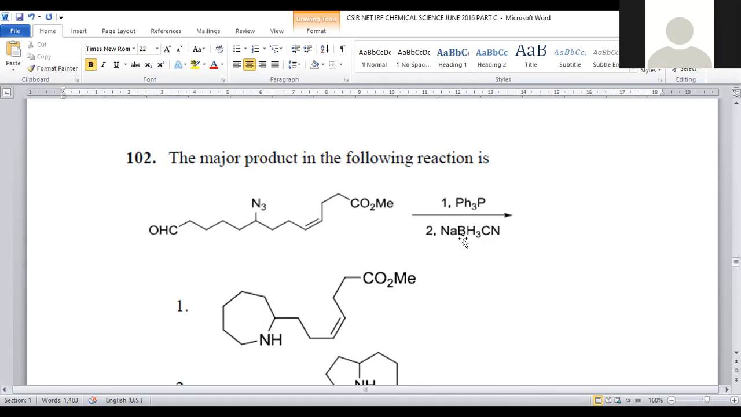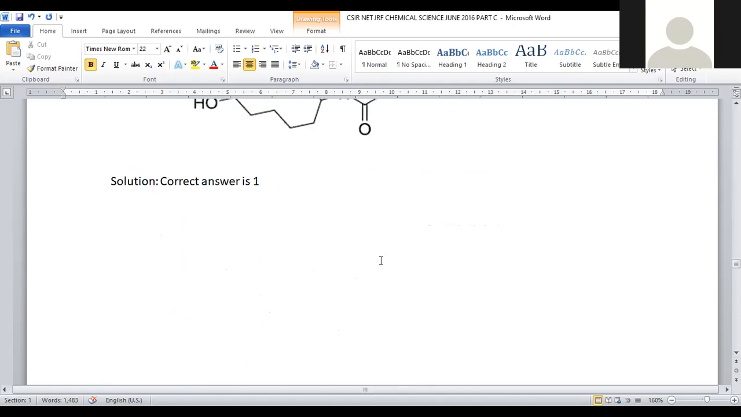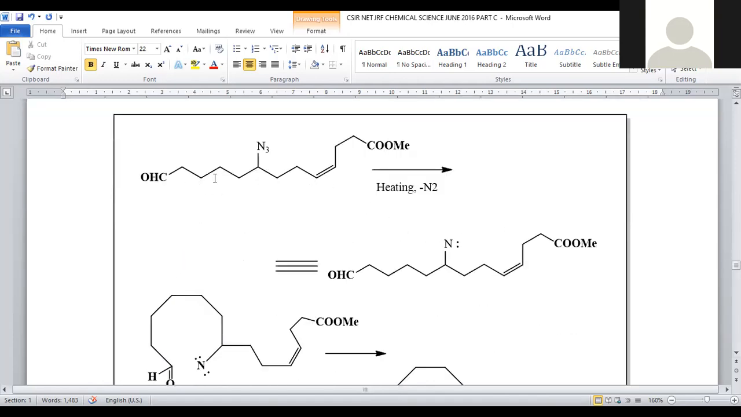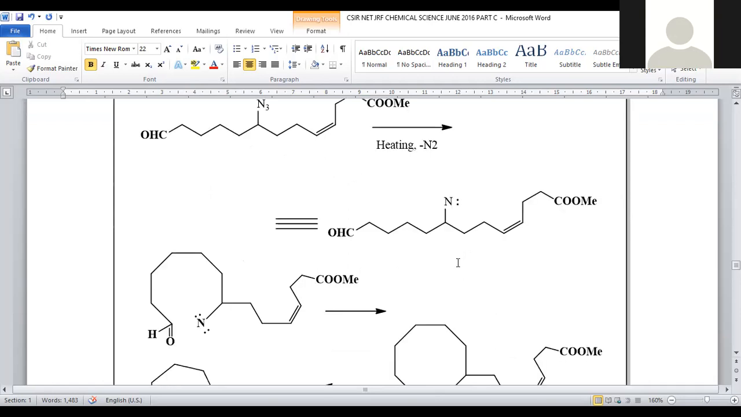Now what will be the product? A 2-step preparation of the product is required. For that purpose, we are taking a very lengthy chain hydrocarbon having terminal aldehyde and ester functional groups. Let us see how the reaction will proceed. We take this compound and subject it to heating. What happens? The azide group, being in the form of N double bond N, has nitrogen as the better leaving group that will be discarded, and it is used to generate a nitrene intermediate. This is known as a nitrene intermediate.